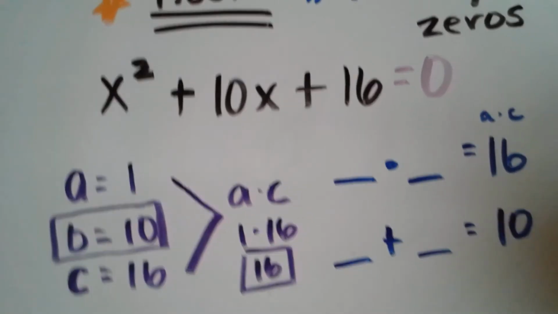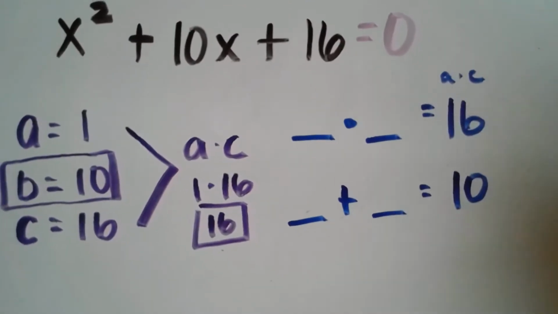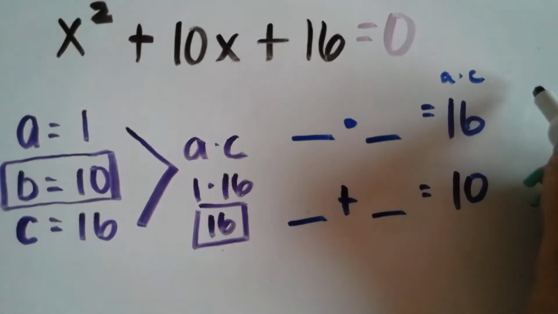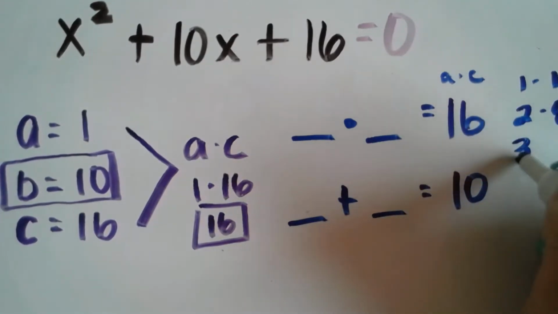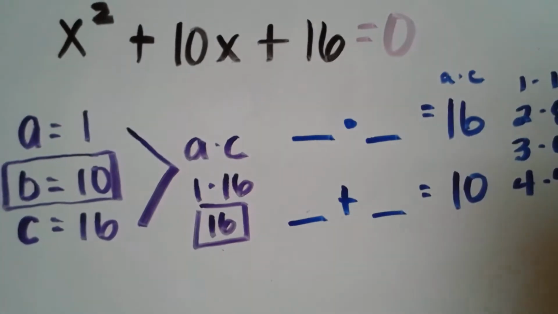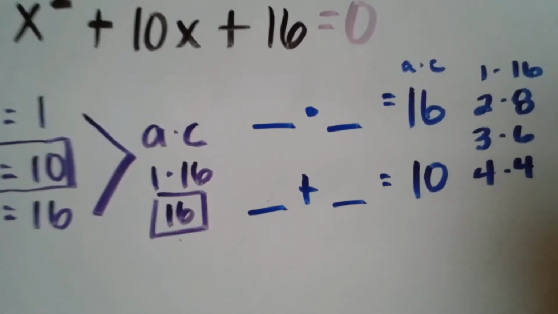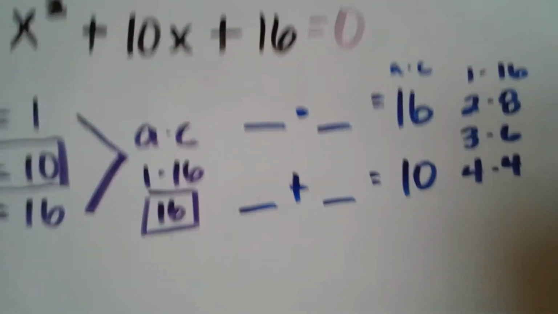Okay, so let's talk about our factors of 16. What two numbers can multiply to 16? So let's write them off to the side. 1 times 16, 2 times 8, 3 times 6, 4 times 4, okay? So we wrote all of our factors out.